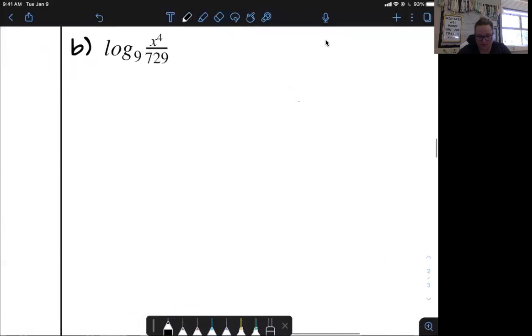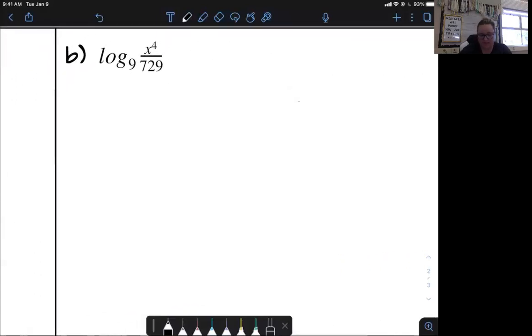All right, part B, go ahead and give this problem a shot on your own. You're going to end up needing to use 2 logs, and you're going to need to use the power property. And you're going to want to see if 729 can be rewritten as a power of 9. Go ahead and give that a shot.